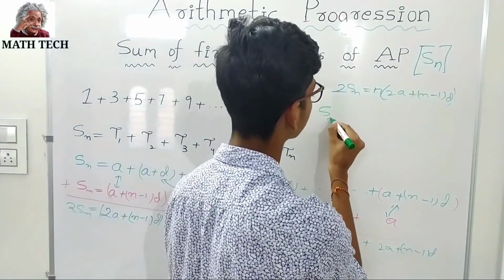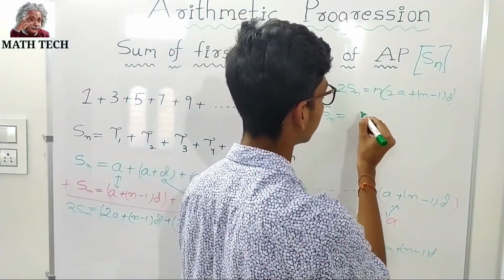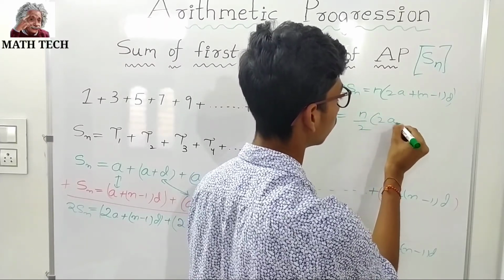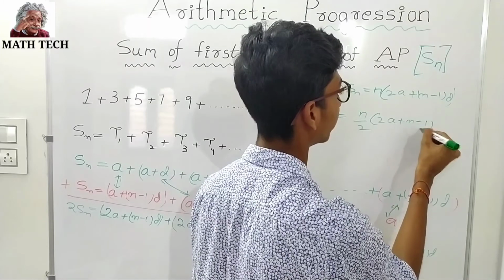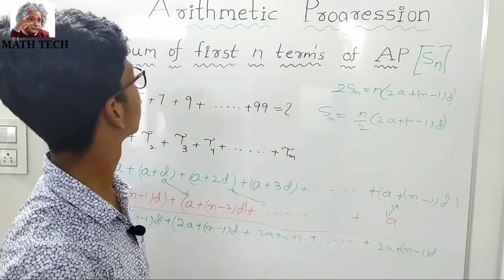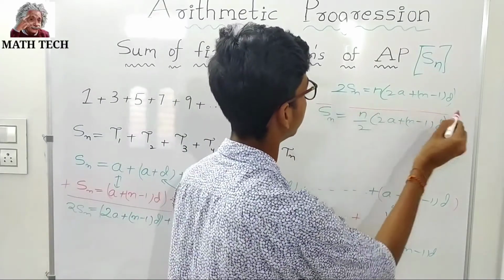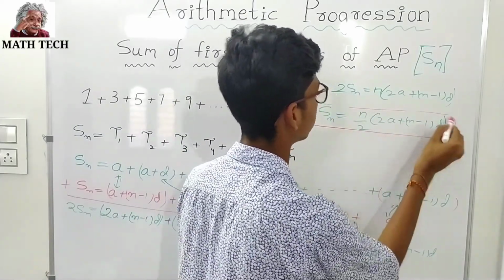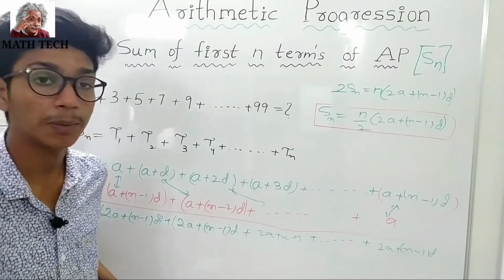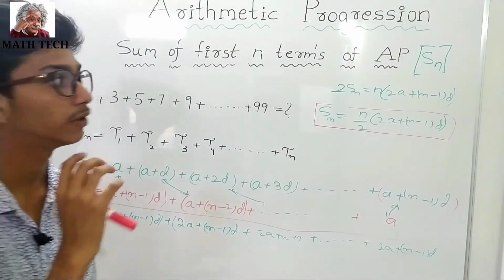So your result Sn will become n by 2 into 2A plus n minus 1 into D. This is your formula for the sum of the first n terms of an AP, arithmetic progression. Sn is equal to n by 2 into 2A plus n minus 1 into D.